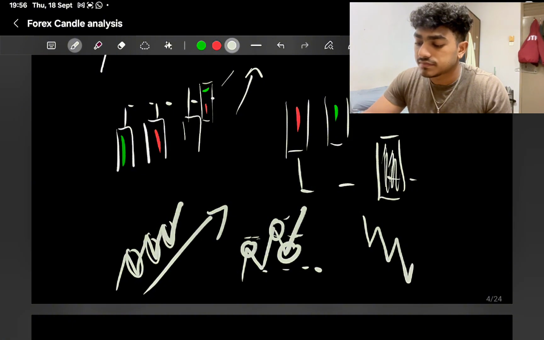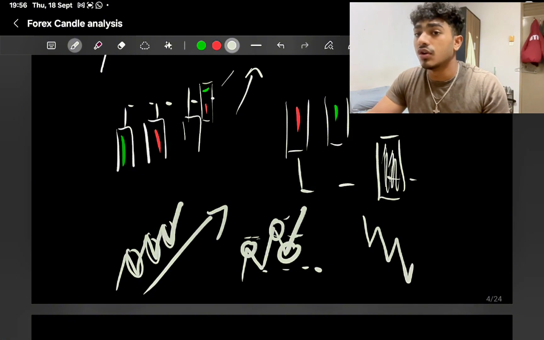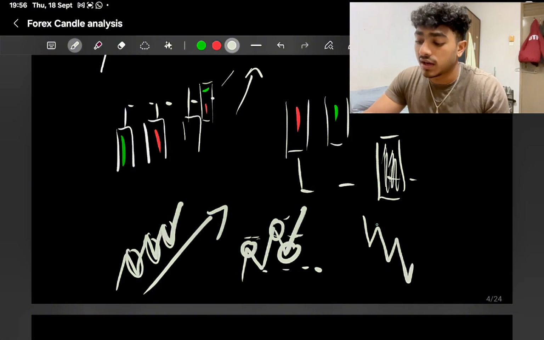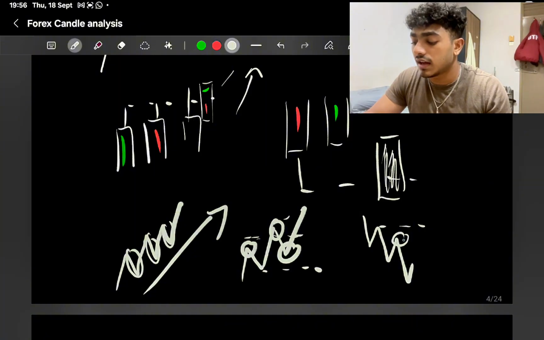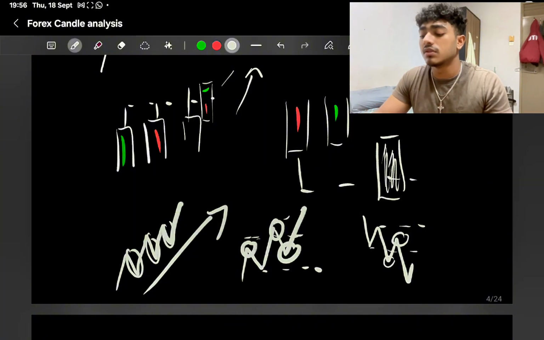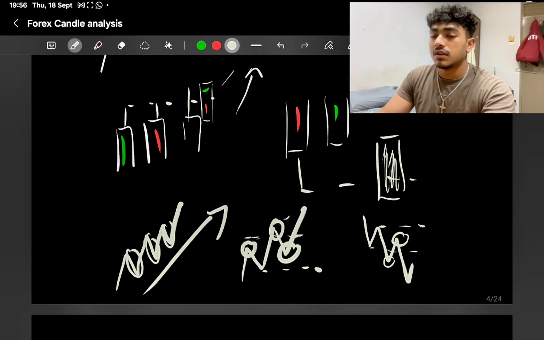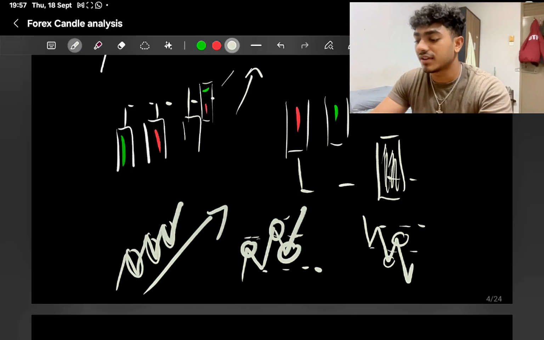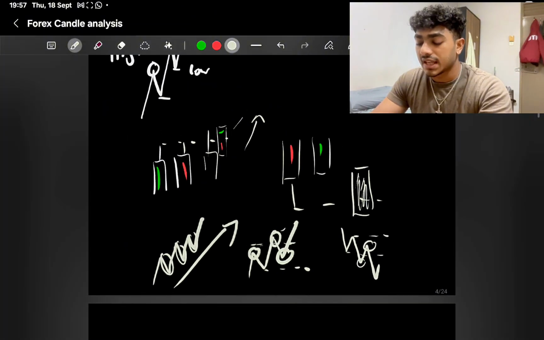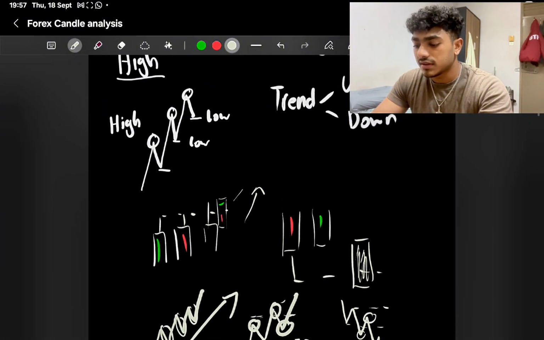Downtrend: lower highs, lower lows. Why? Because this low is lower than the previous low. This high is lower than the previous high. This low is lower than the previous low. I wish I could talk more, but I hope you all get the gist of it.